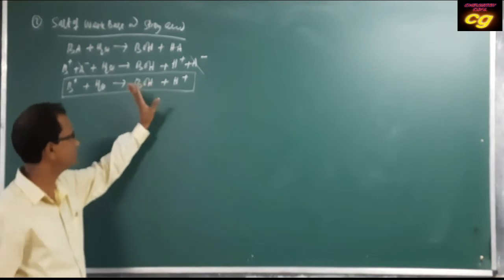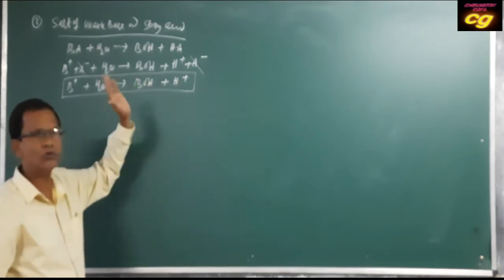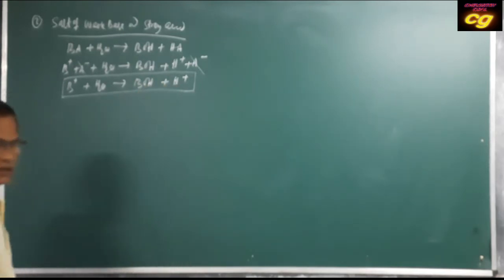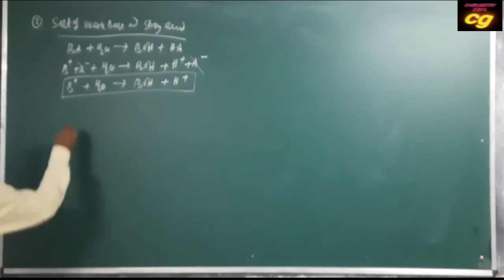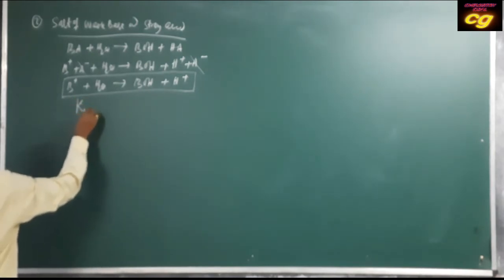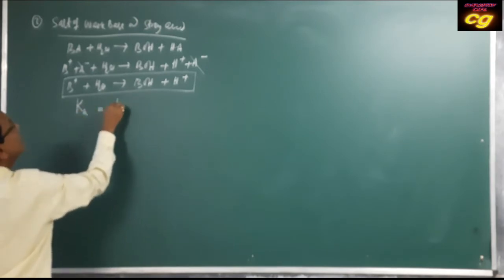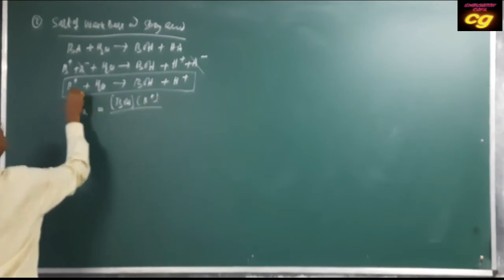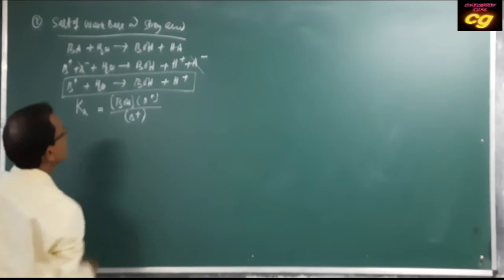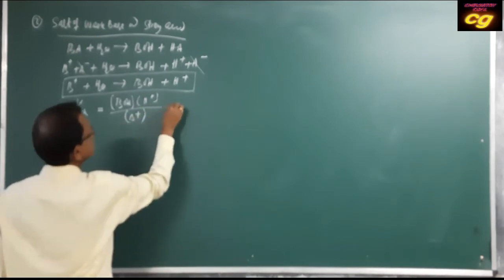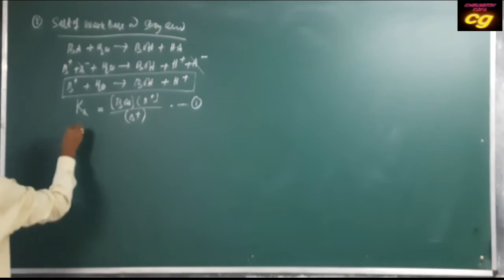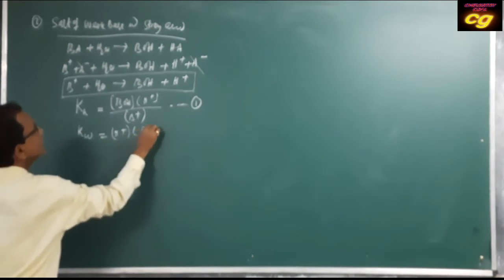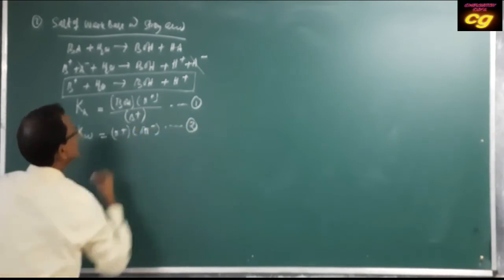It depends upon H plus; if H plus is more, the pH value will be less than 7, because it is a strong acid and weak base. So we will calculate now, we will prove it. What is the hydrolysis constant? Kh will be BOH concentration into H plus ion concentration upon B plus. This is equation 1. And we already know Kw is H plus into OH minus. Let this be equation 2.